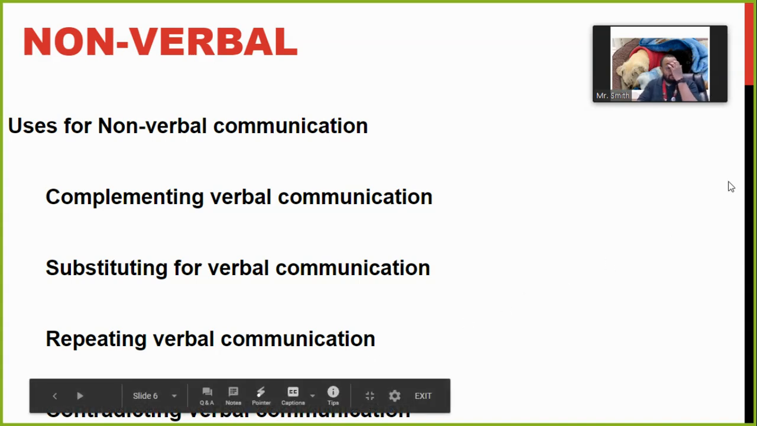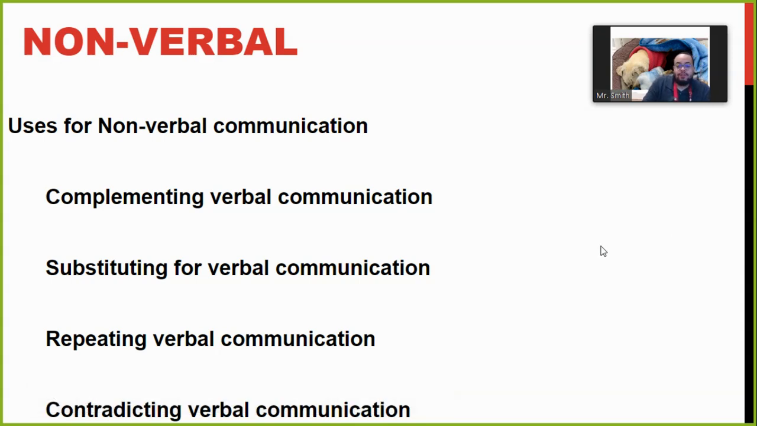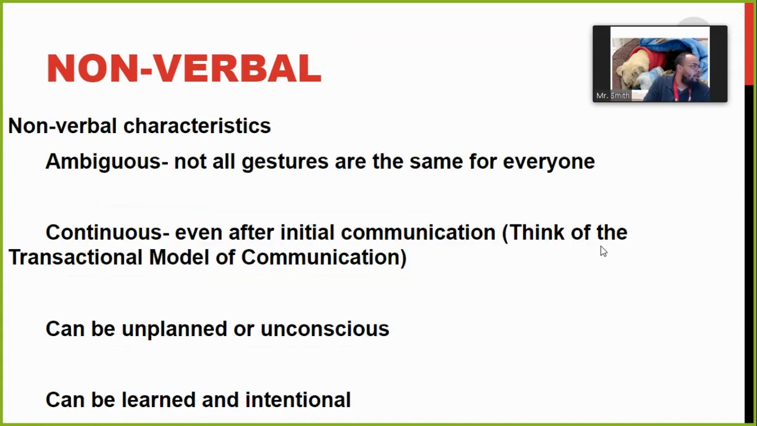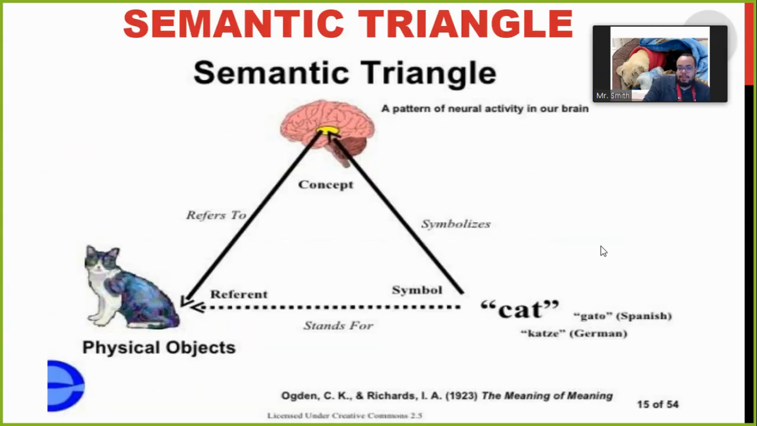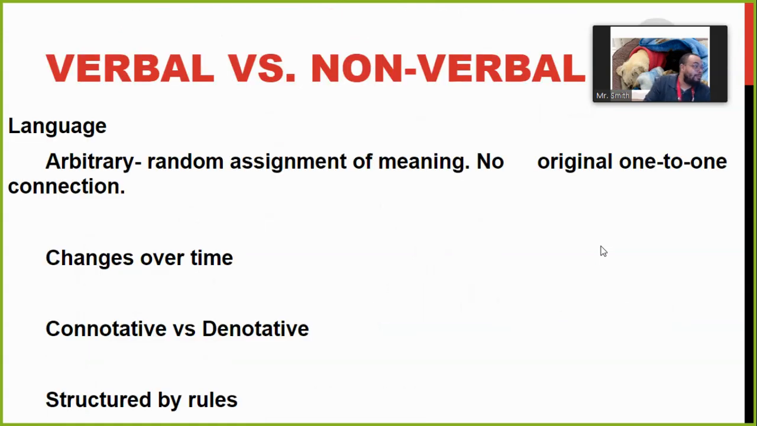But either way, the main takeaways that I want you guys to pull from today's notes are nonverbal communication. It's just the same as verbal communication, just without any language, whether written or oral. There's a difference between vocal and non-vocal, and verbal and nonverbal. Much like verbal communication, it can be ambiguous, continuous, unplanned and unconscious, and learned and intentional. We all have a different semantic triangle, so think about that whenever you are communicating or arguing with someone.